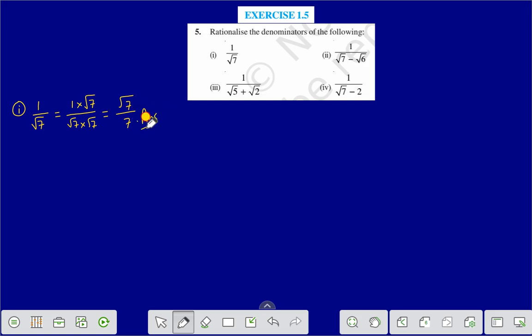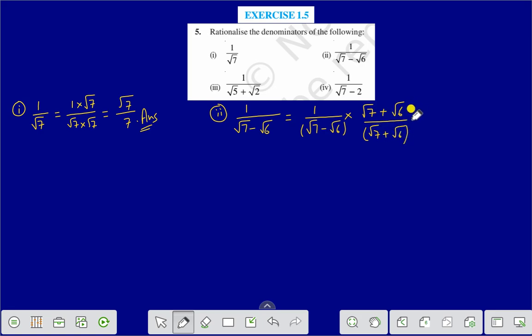Let us solve question number 2. Question number 2 is 1 by root 7 minus root 6. If we want to rationalize this one, we have to multiply the numerator and denominator by root 7 plus root 6. It is 1 by root 7 minus root 6. We multiply the numerator and denominator by root 7 plus root 6, divided by root 7 plus root 6.